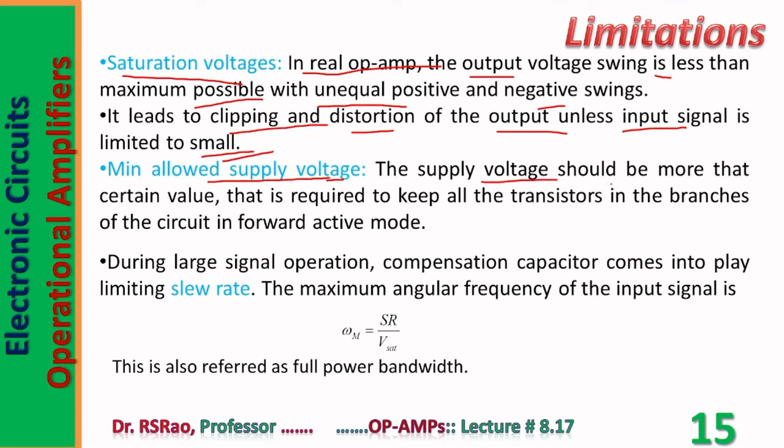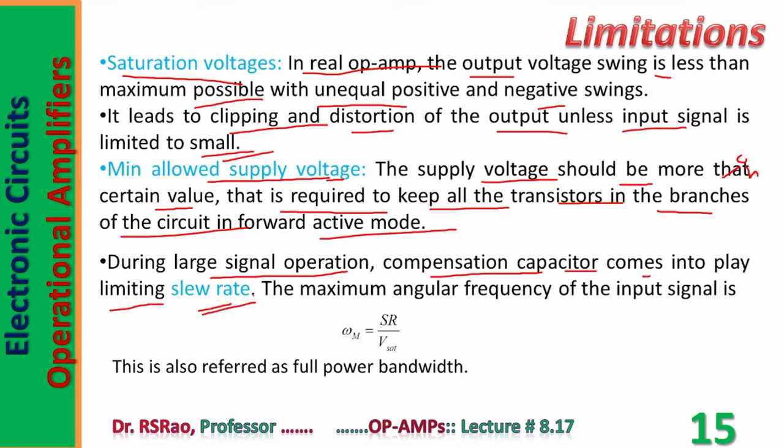Minimum allowed supply voltage. The supply voltage should be more than a certain value that is required to keep all the transistors in the branches of the circuit in forward active mode. During large-signal operation, the compensation capacitor comes into play, limiting slew rate.